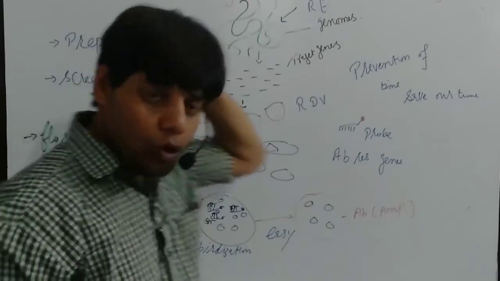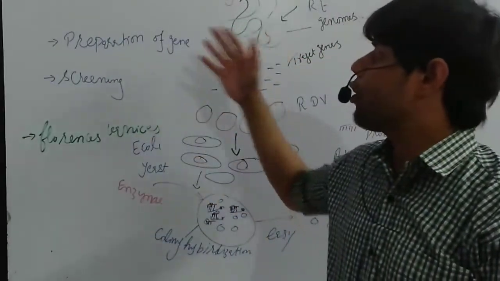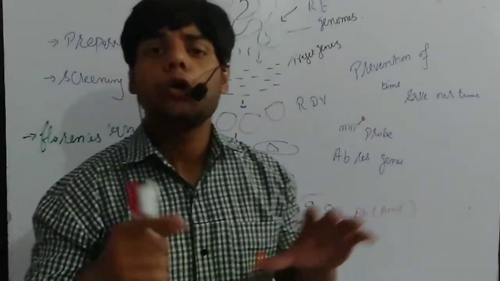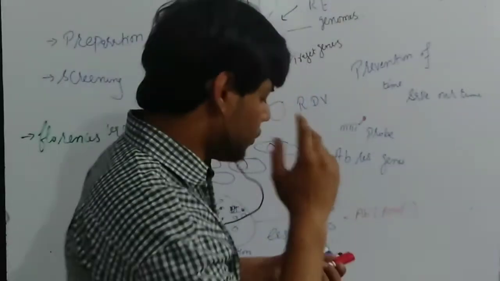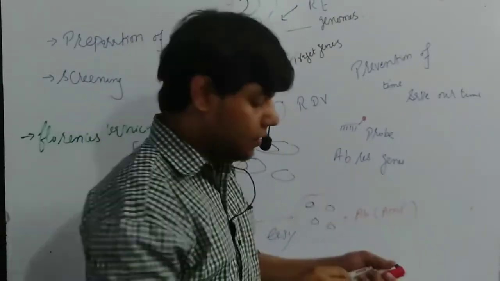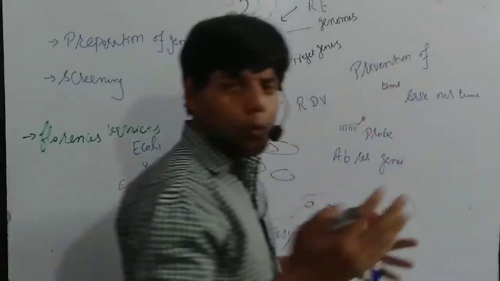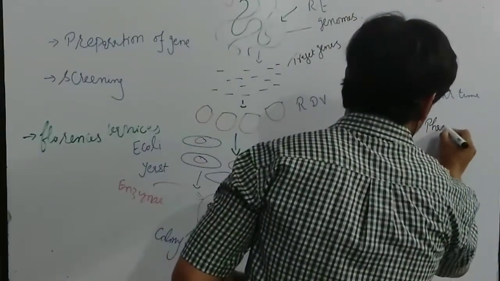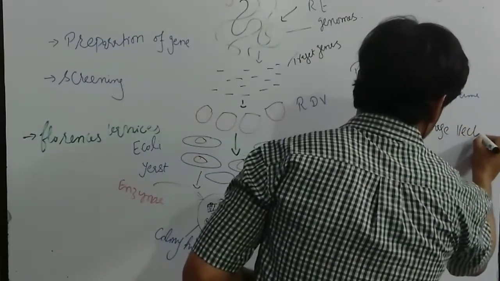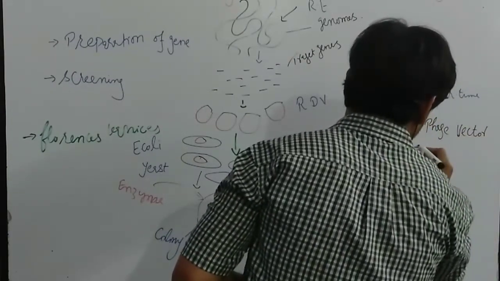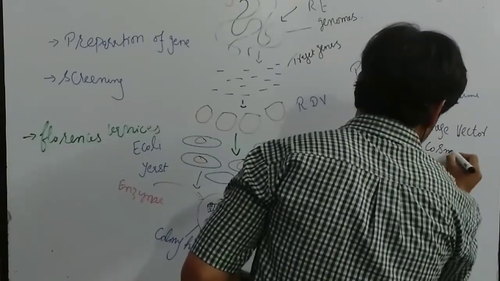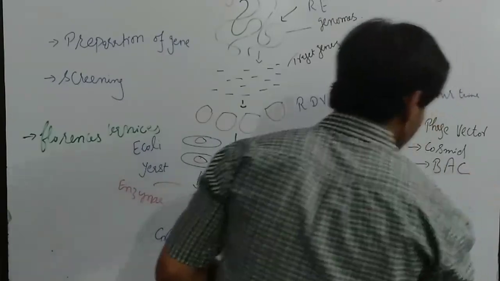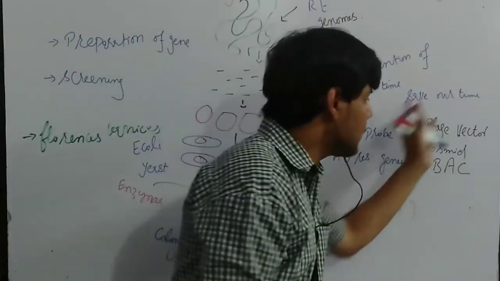Now whenever we want to prepare a genomic DNA library, we always use a huge vector. Let me write: for the genomic DNA library, we usually use a fosmid vector, a cosmid, or a bacterial artificial chromosome, or BAC. We always use these vectors.